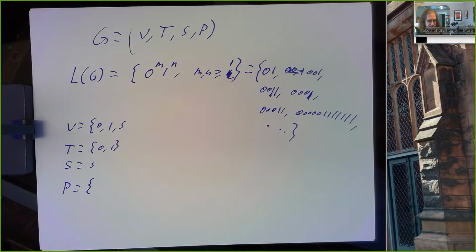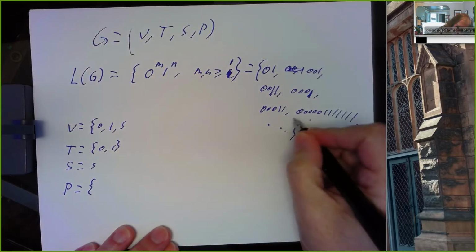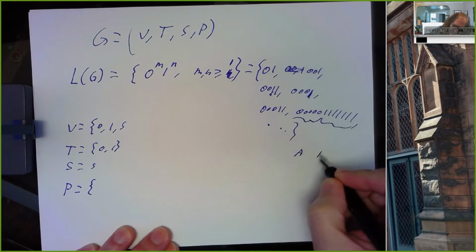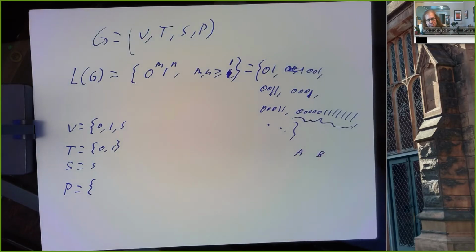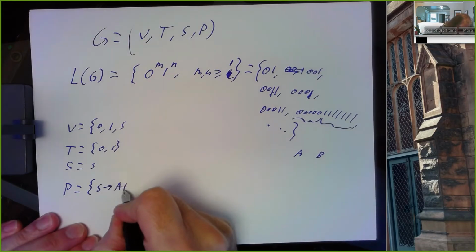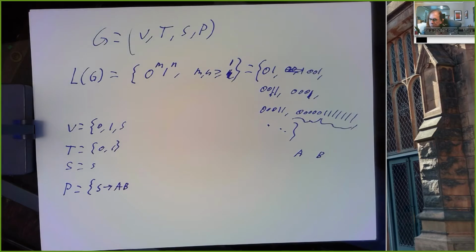So let me show you an example of production rules for this one, and then we'll try a different one and see if you can come up with these. So for example, I'm going to think of the strings as two pieces. I'm going to call this collection of zeros A and this collection of ones B. And I'm going to say my start symbol can be replaced with A followed by B.